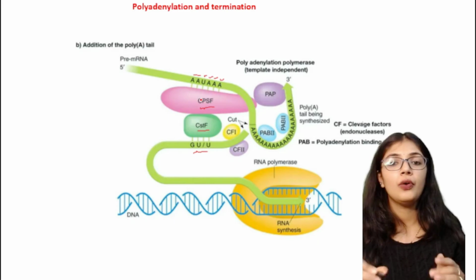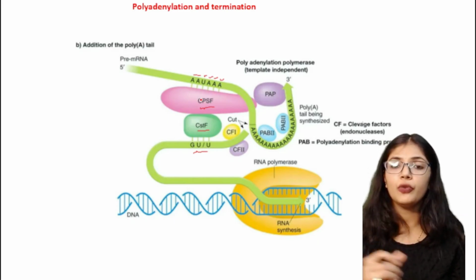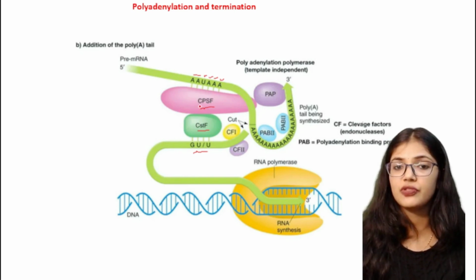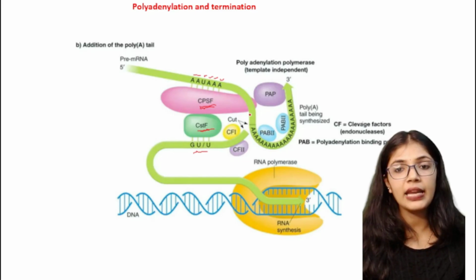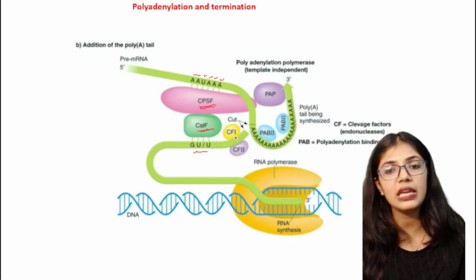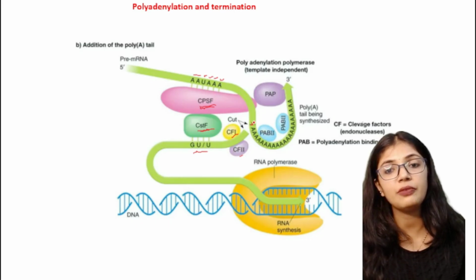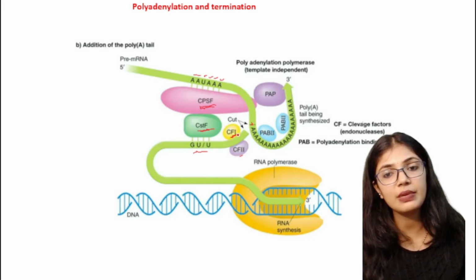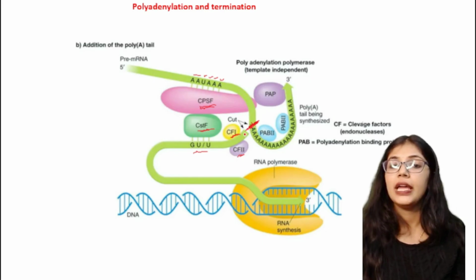Okay, so what happens after that? It will form a loop-like structure, or a fold, due to which there will be interaction of these two enzymes, CPSF and CSTF. Okay, after that it will help in the recognition of the CF1 and CF2 site. It will help in the recognition of this site which is responsible for the cutting, and it will be recognized by CF1 and CF2, and there will be a cut in this portion. Okay, this is the process of cleavage.